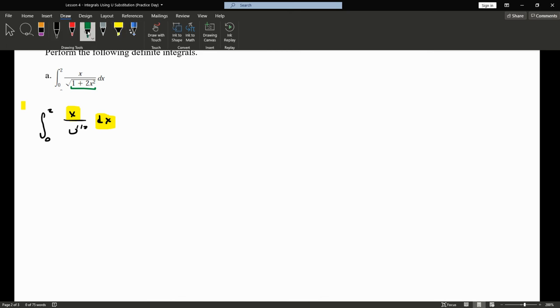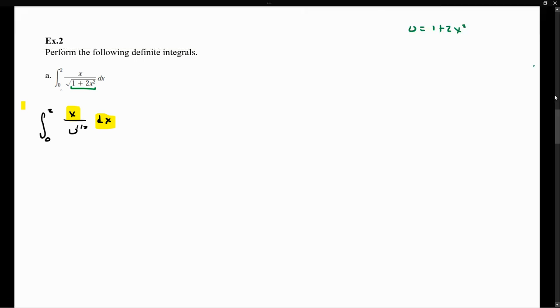So let's go back to our definition. If we are claiming that u is equal to 1 plus 2x squared, let's take the derivative on the left and the right, in terms of x. So the derivative of u in terms of x is du dx. The derivative of 1 in terms of x, well, that's 0, which we're not going to write. And the derivative of 2x squared, that's 4x. Now, let's put it over 1.